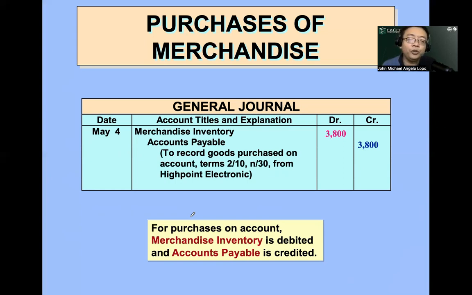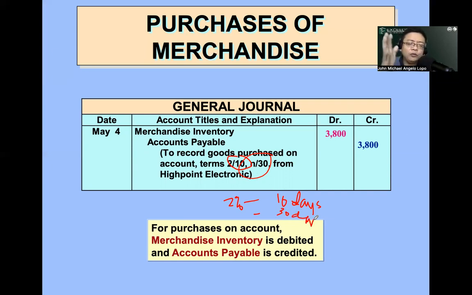Now to record goods purchased on account with terms 2/10, n/30. Sir, what do you mean here by 2/10, n/30? Bago to, class, no? When you say 2/10, n/30, you have a 2% discount if you will pay it within 10 days. But the credit term is 30 days. So beyond 10 days, the term here is 30 days because of n/30. So 30 days yung ating credit terms. Hopefully alam niyo yung class.